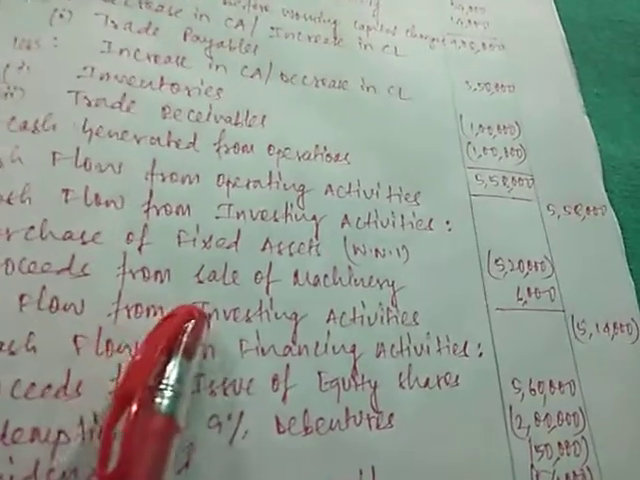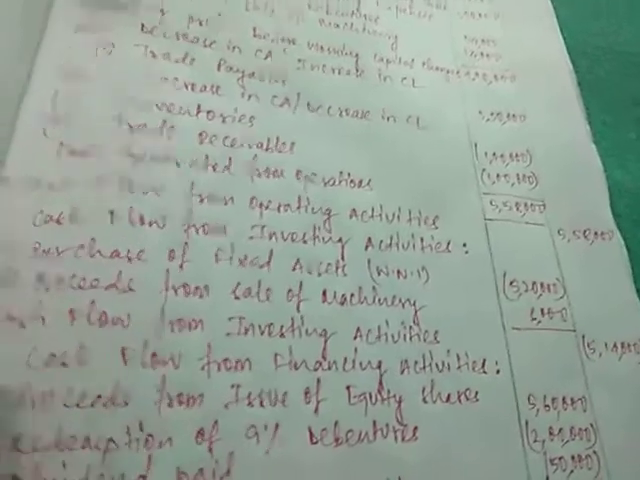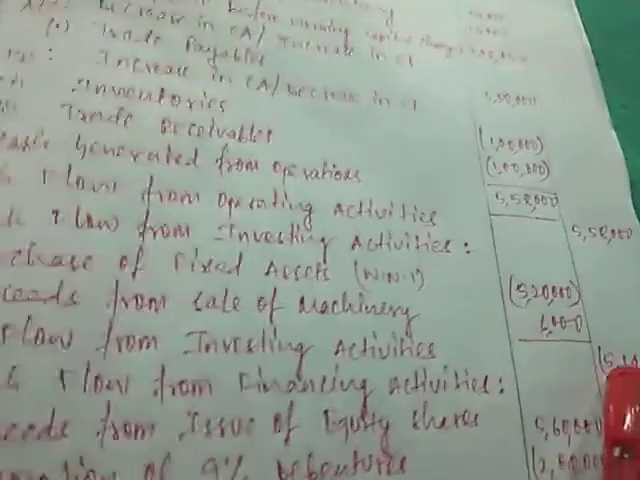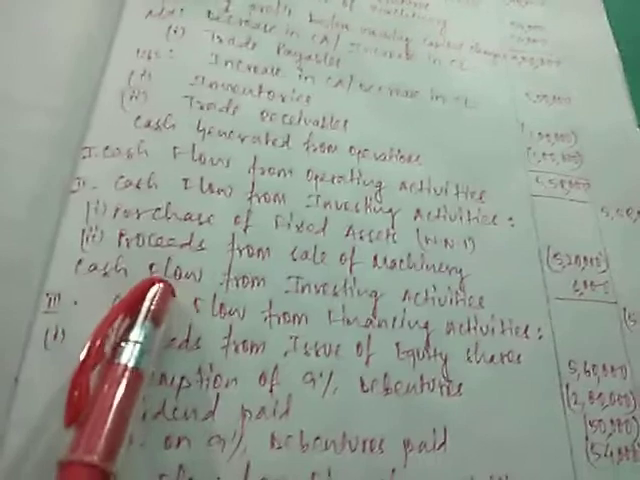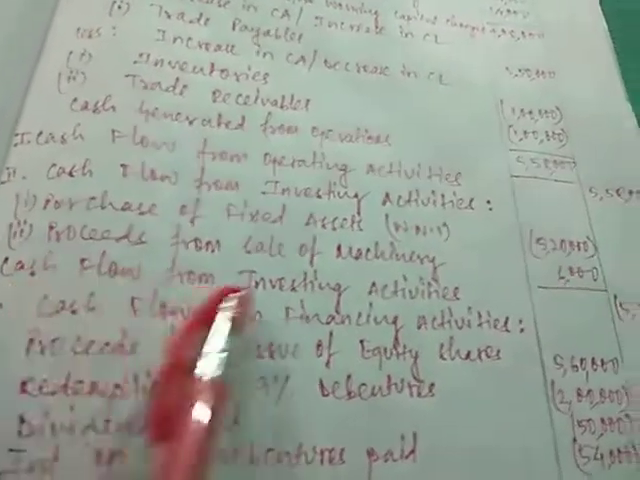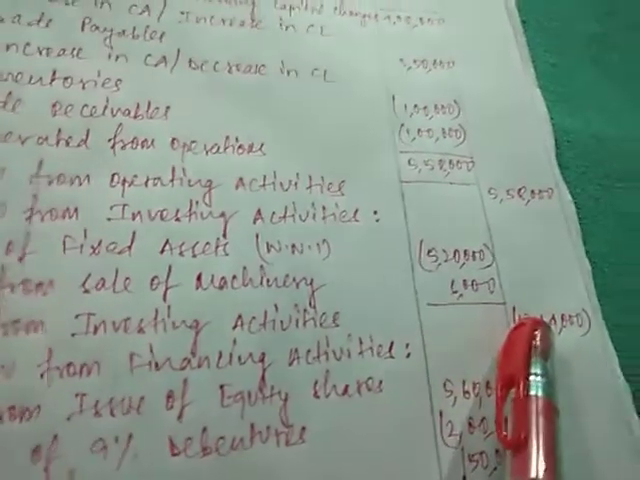Negative 5,14,000. So I have also used here cash flow from investing activities. Better to write cash used, or flow also you can write because the figure is already negative, written in bracket. So you can also use the term cash flow or cash used in investing activities 5,14,000.